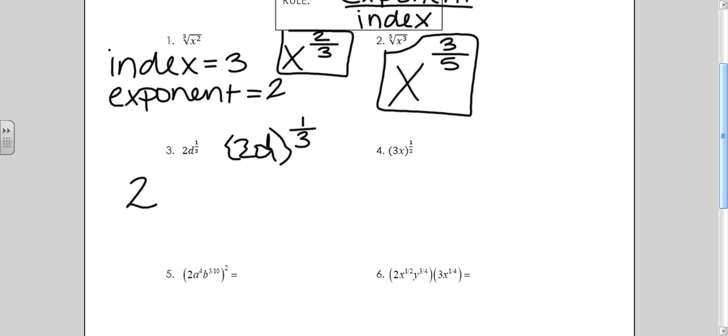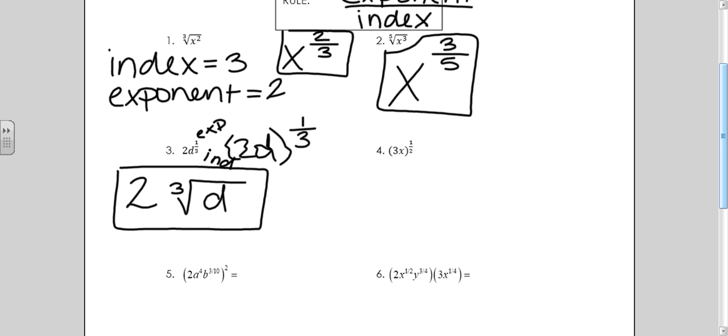So our 2 stays out, and our index, remember it's exponent over index. Our index is 3, so we're going to do the cubed root of d to the first power. Since it's understood that anything raised to the first power, you don't need to write the first power. So we can just leave it as 2 cubed root of d. And number 4, though, both the 3 and the x are being raised to the 1/2 power. So all we do is the square root of 3 times x. And again, it's understood that there's a 2 out here, so you don't have to write the 2 out in front.